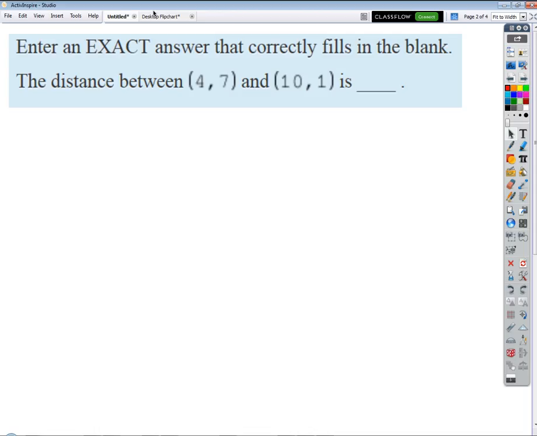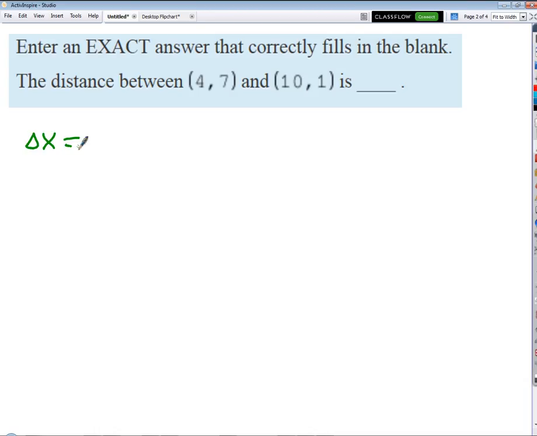Exact. Yeah, we want an exact answer representing this distance, right? So let's calculate our delta x and delta y. So what about delta x? Molly, what are the two x values of those points? 4 and 10. Which is bigger? 10. So we just get 10 minus 4 equals 6, right?